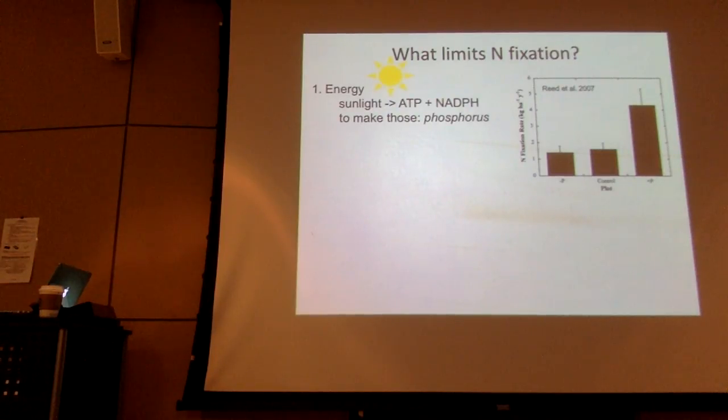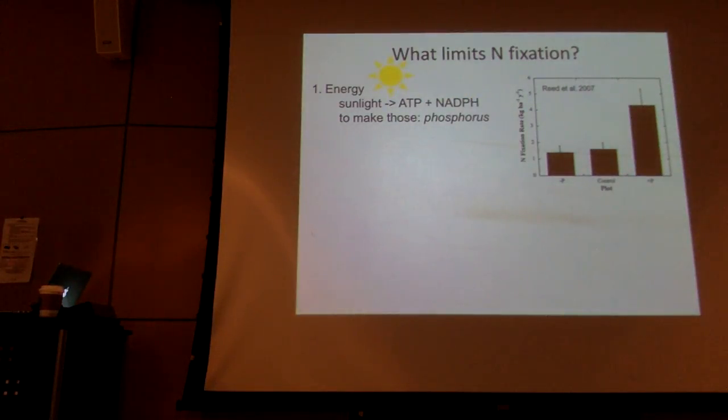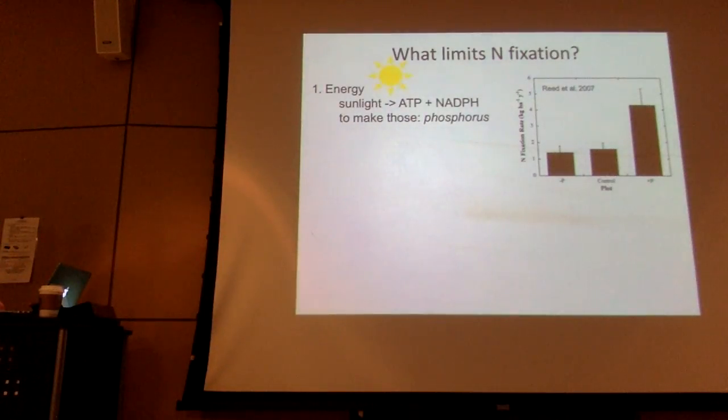So the limits to energy here are sunlight and phosphorus, so that we can convert that light energy into chemical energy carried in the form of chemical bonds between phosphate groups or as energized electrons in NADPH. Okay, so just as review, energy coming into the system can limit nitrogen fixation. The 2 elements of energy limitation can come in the form of sunlight and phosphorus.